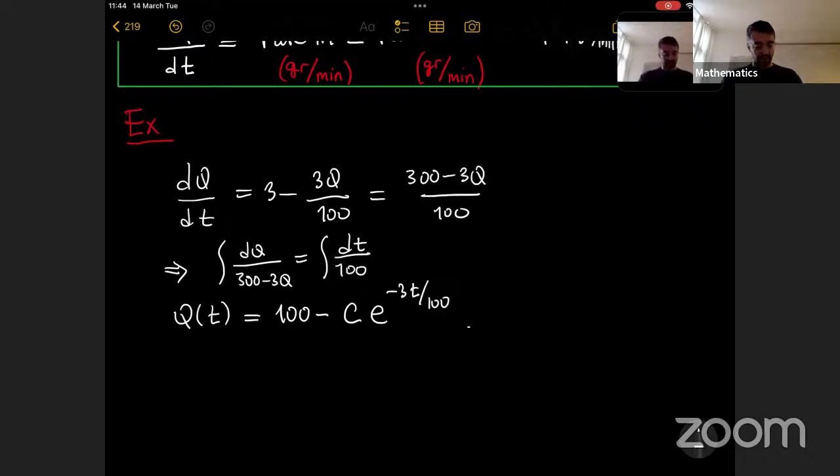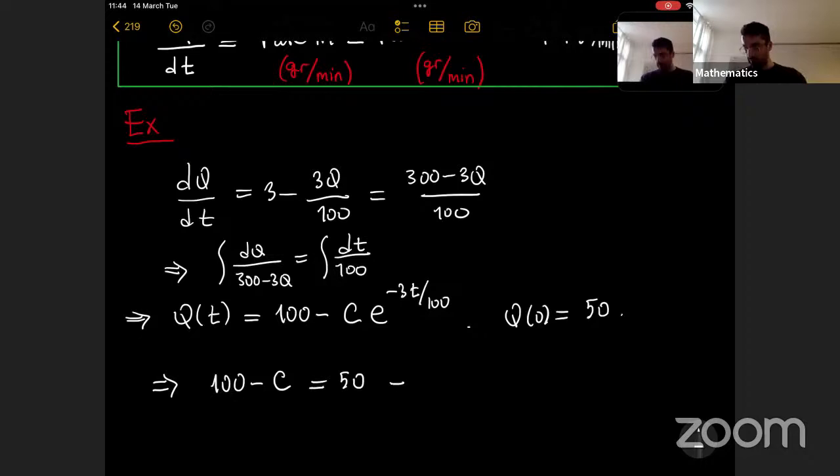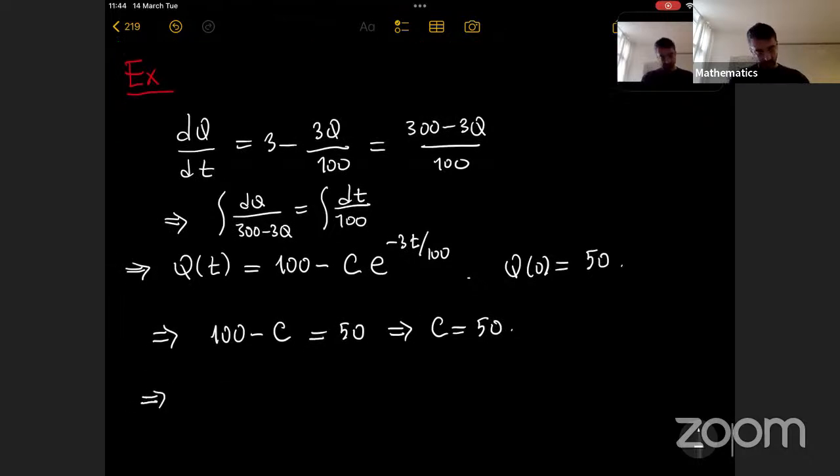And you simply integrate both sides and you get Q(t) by this, but Q of zero was 50. Okay. So basically, this tells you that 100 minus C times, when you plug in zero, it becomes e to the zero, which is one. So it is 50. So from here, C is equal to 50. That means the amount of the salt here at any time t is given by 100 minus 50 times e to the minus 3t over 100.